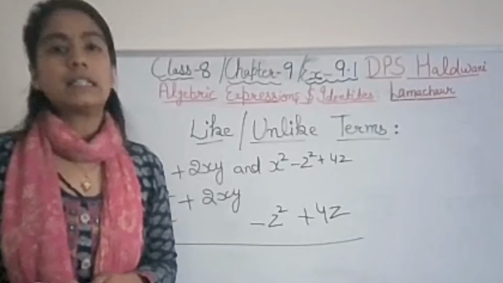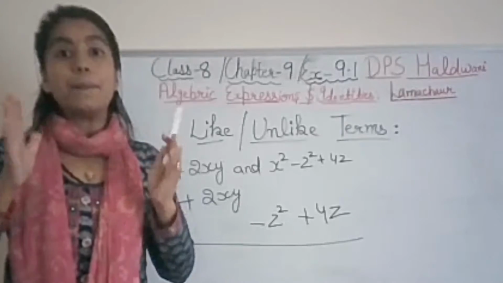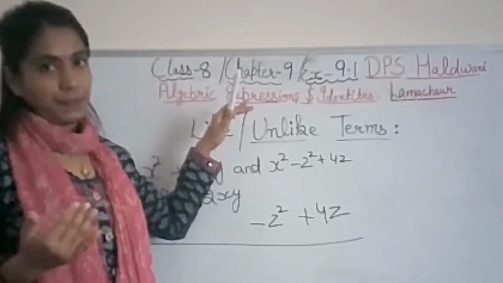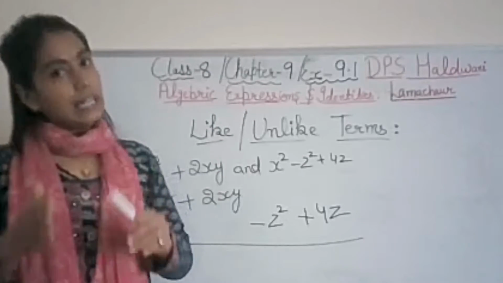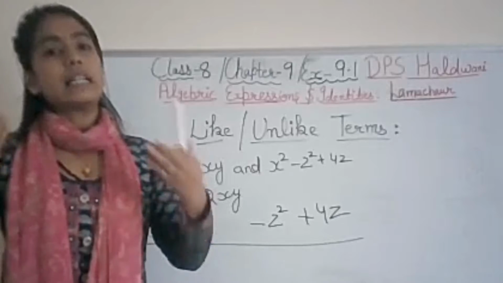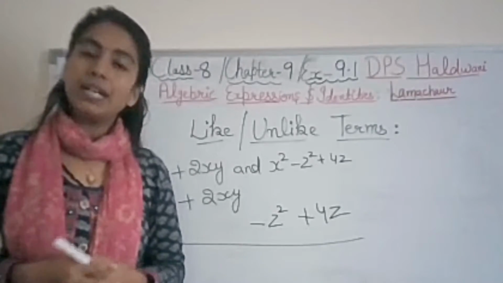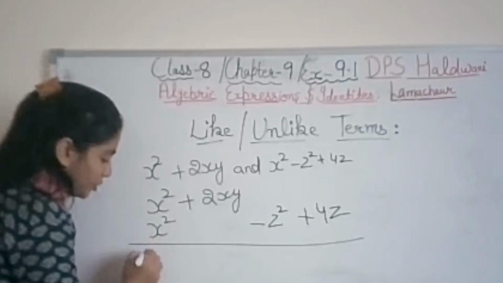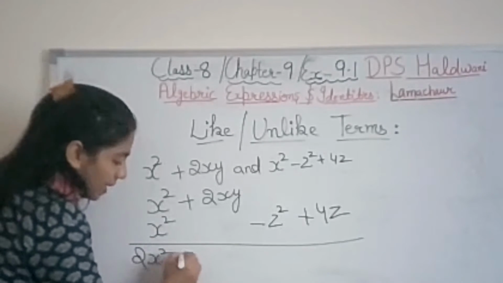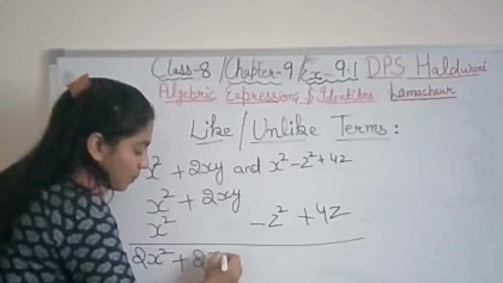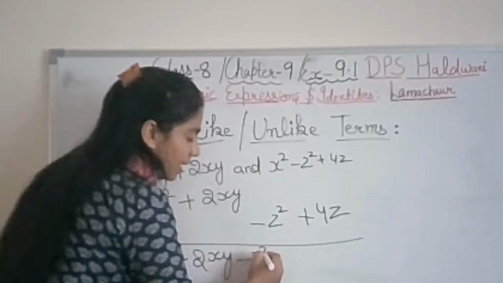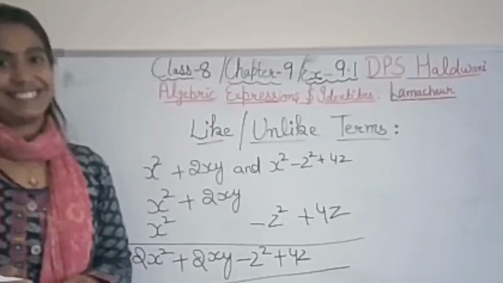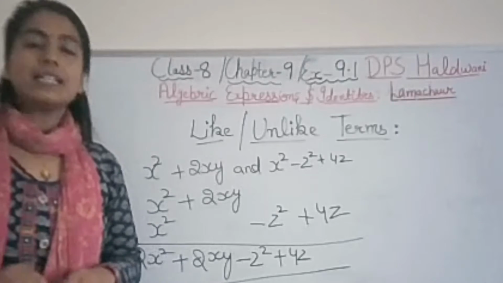Student, in junior classes we added numbers, like 100 plus 200 plus 500. Now we have an algebraic expression, and we want to add and subtract those terms. Right student? Now we'll add it. x square plus x square is 2x square, right? Plus, 2xy is alone, so it stays 2xy. This is minus z square, this is plus 4z. So this is the answer. Right student? Very simple.